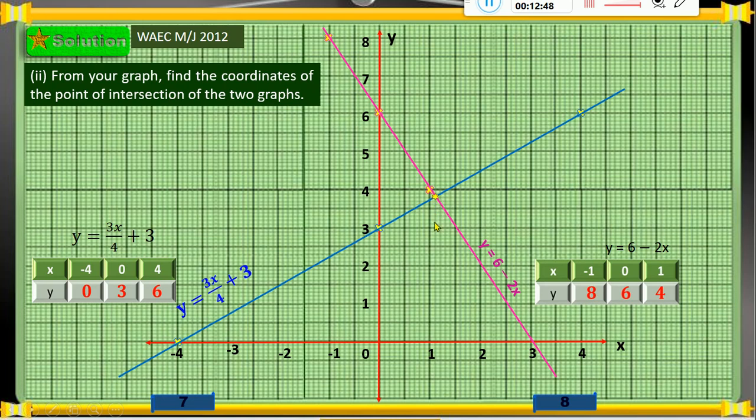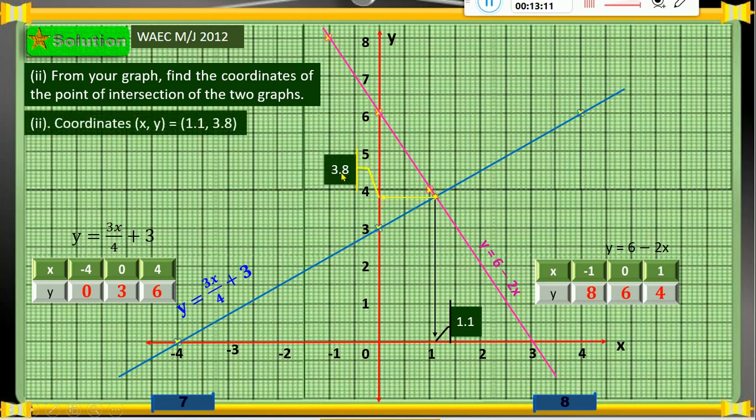So we're going to drop a line from this point to get the x coordinate. So now that's the line, x coordinates. So the x coordinate will give us 1.1. Then we're going to find the y coordinate by dropping another line to the y-axis. So that's the point here, and that is y is equal to 3.8. So therefore the coordinate of the point here, which is xy, is given by 1.1 and 3.8. Remember, x coordinate is written before the y coordinate.